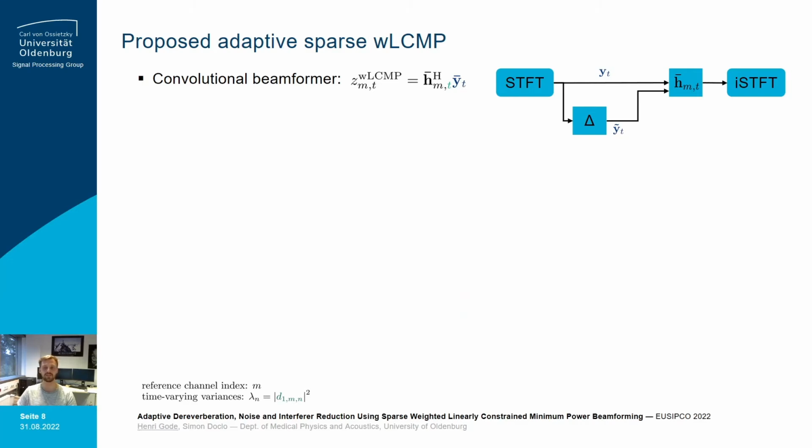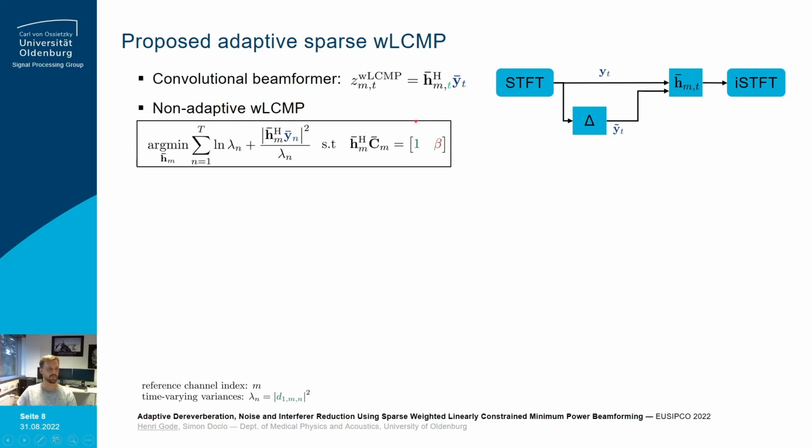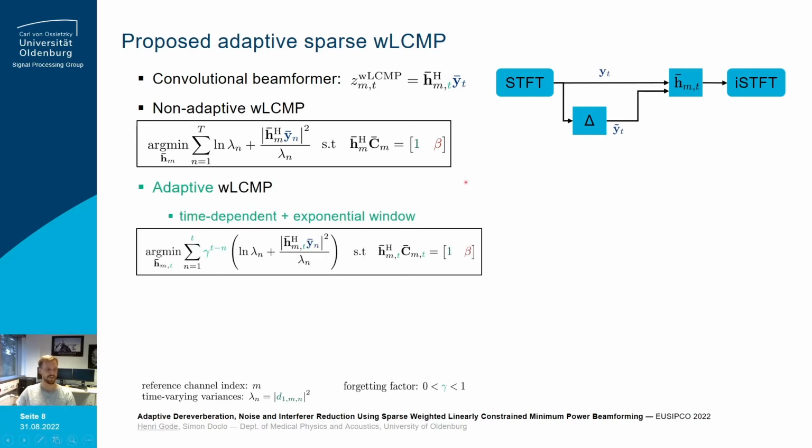So here we can see an important change in the filter operation, namely that our filter H-bar is now time dependent, denoted by the subscript T. And here we have again our non-adaptive cost function, which we need to change somehow in order to find an optimal filter, not for a time batch, but for each time frame T. So in this adaptive cost function, you can see that the filter H-bar and also the matrix containing the relative transfer functions C-bar are time dependent now. They have the index T.